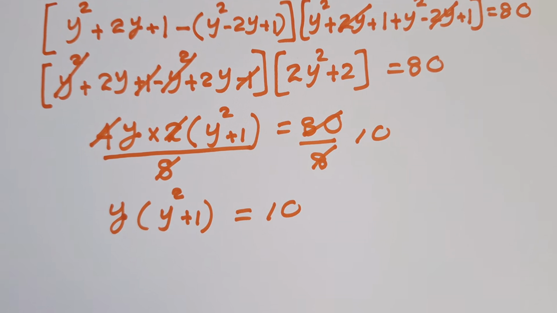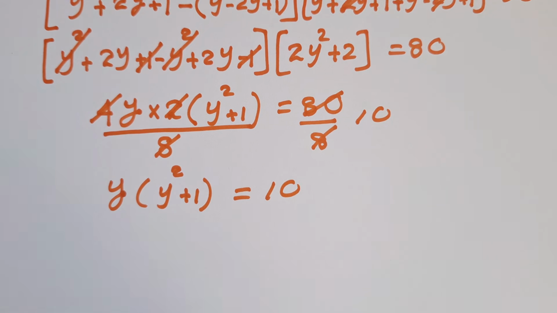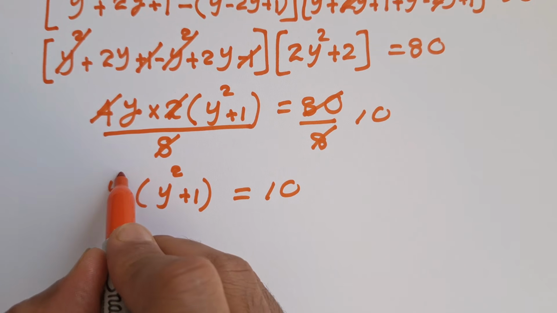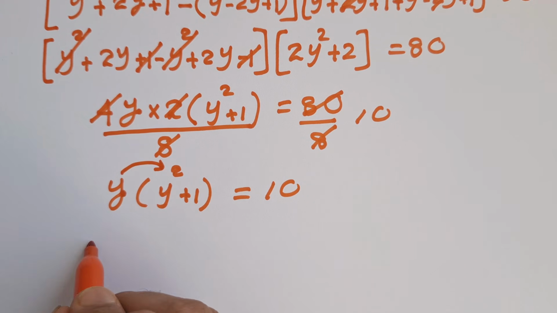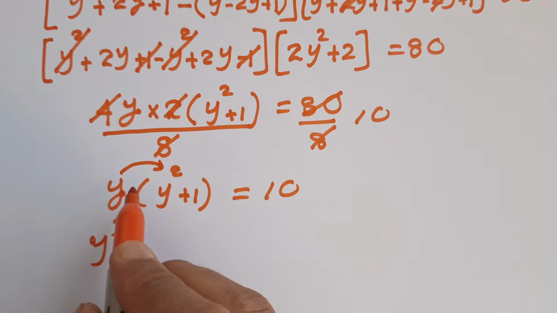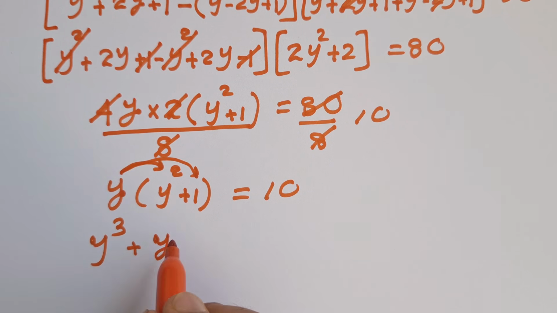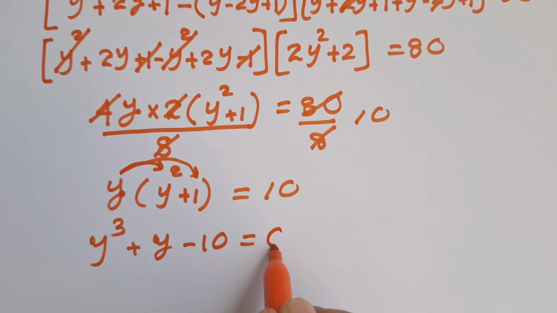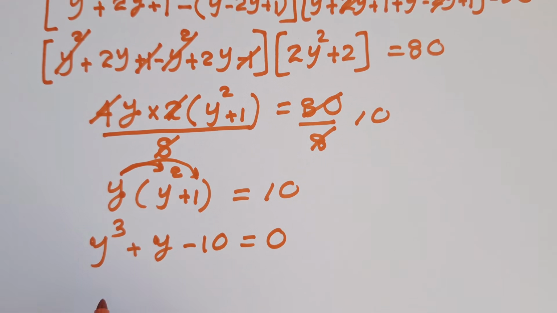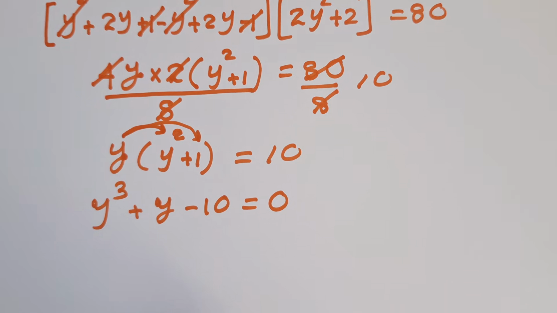Now I'm going to open the parentheses. So y times y to the power of 2 is equal to y to the power of 3, plus y times 1 is equal to plus y. I'm going to take 10 to the left side, it will become minus 10, is equal to 0. Now we have a third degree polynomial equation to be solved.